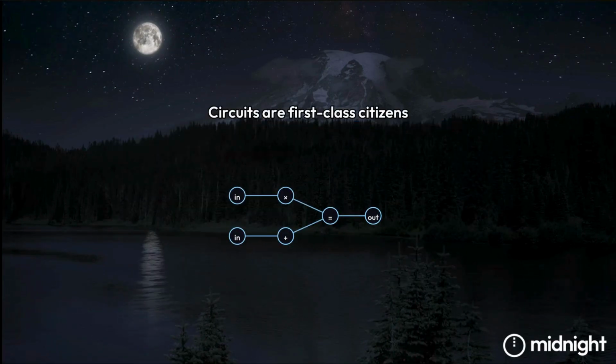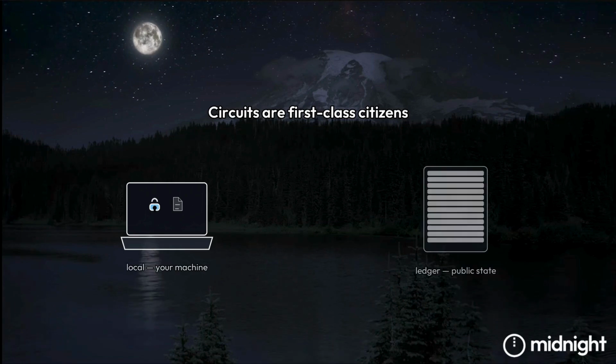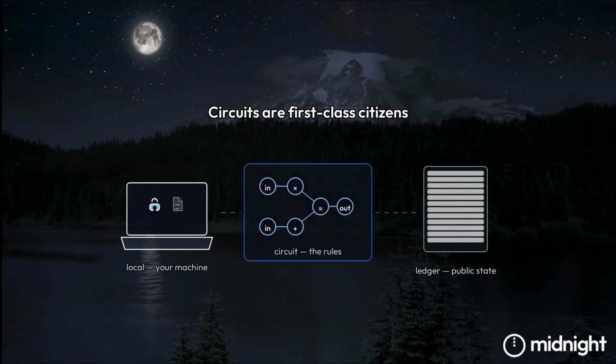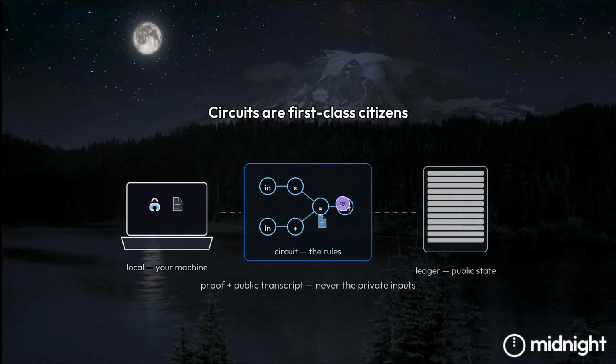When you write a Midnight smart contract, your interaction splits into three parts: a local part that runs on your machine, a ledger part that records public state, and a circuit part. The rules that connect the two. The blockchain does not need to see your private inputs to validate the interaction. It needs a zero-knowledge proof that the rules were followed, and a public transcript it can apply to the ledger state. Compact exists to describe those rules.